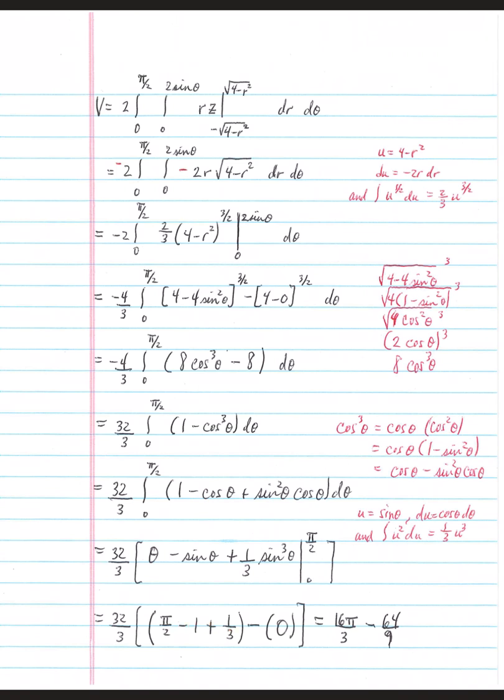And then when you plug a 0 in, all these terms go to 0, because you'll get a 0 here. Sine of 0 is also 0. So that's why I just made a big 0 here. Complete the math, and you will get 16 pi over 3 minus 64/9.